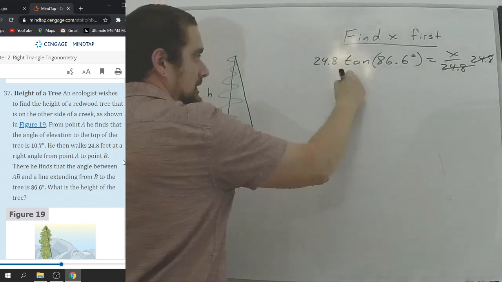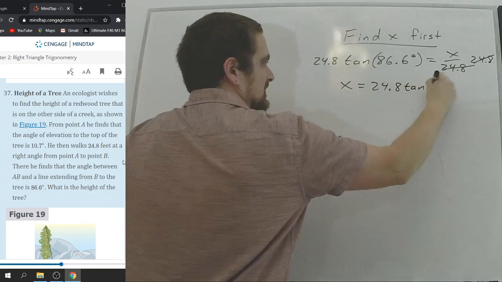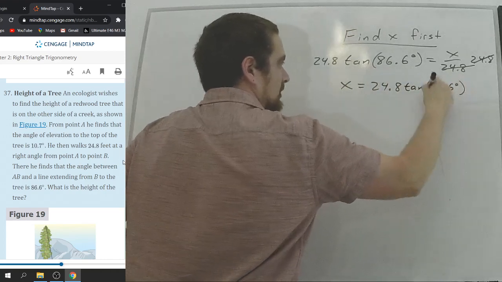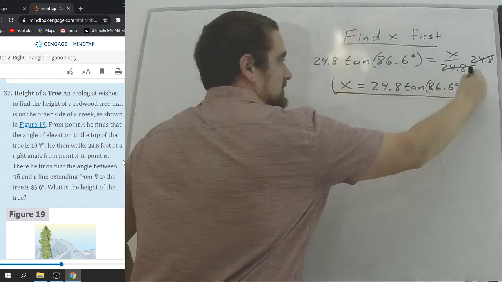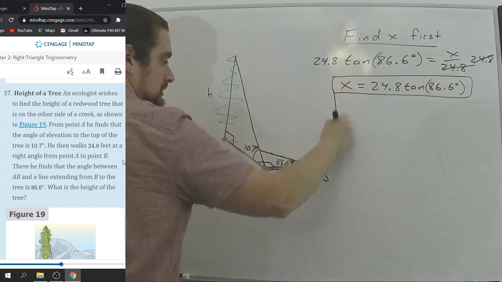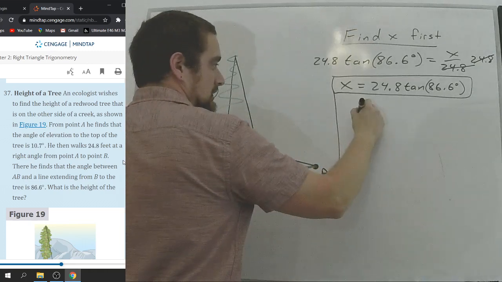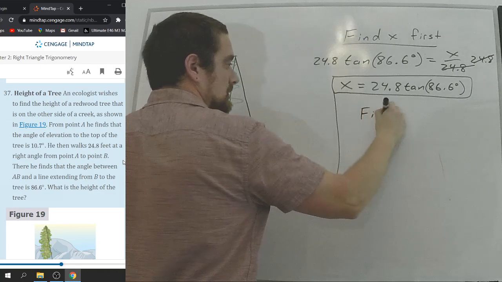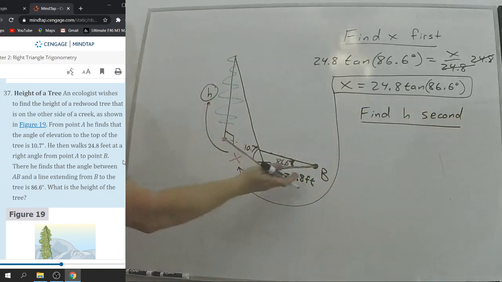I can put that in the calculator and approximate it, or since I'm just going to use it to get to what I really want, why approximate this and then use an approximation to approximate h, when I can just simply put this in my calculator to then find h. So I'm just going to leave that and say that I can find h second, because now I can transition from the triangle laying down to the triangle standing up.